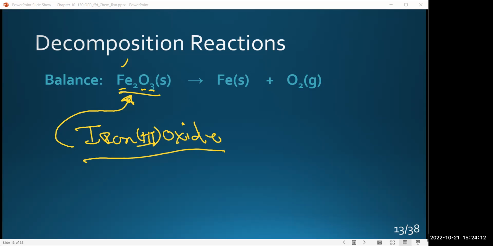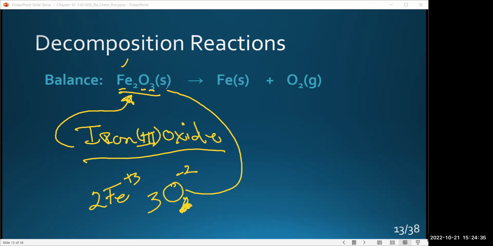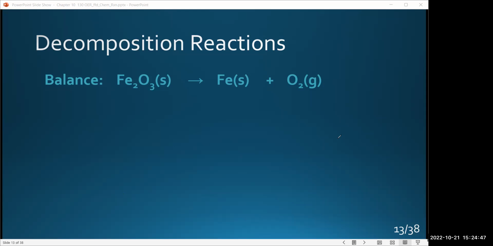Okay. And so that means iron 3 is Fe plus 3. The oxides are all -2. Okay. So we have these similar charges here. So we find a common number, which is 6. So we need 2 irons and we need 3 oxides. Okay. This then tells us that is the formula. All right. So the decomposition of iron 3 oxide gives us iron and oxygen.